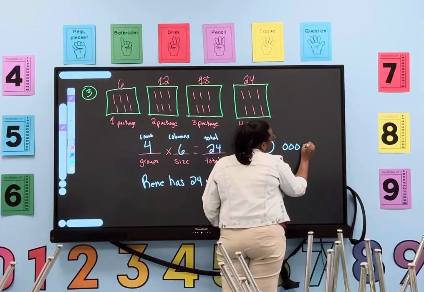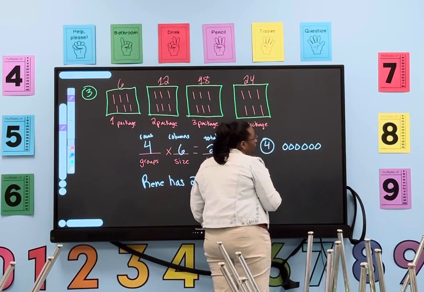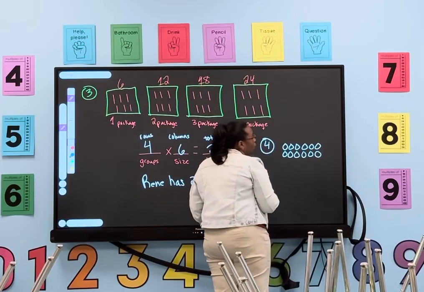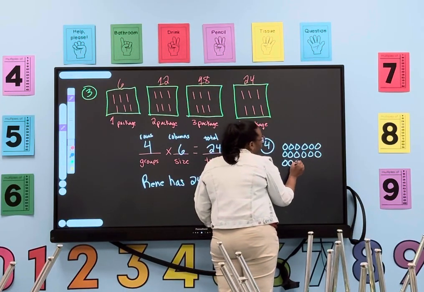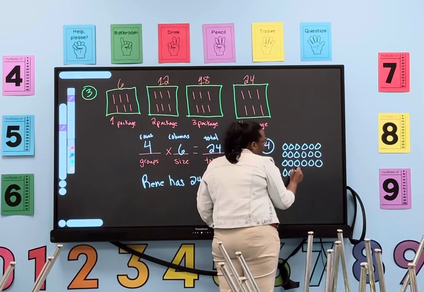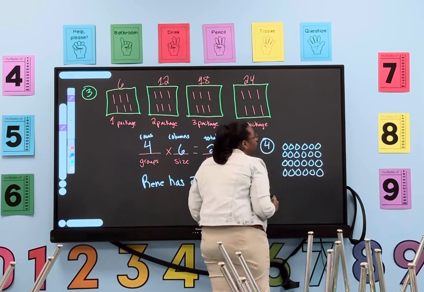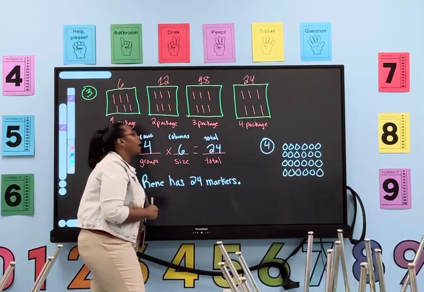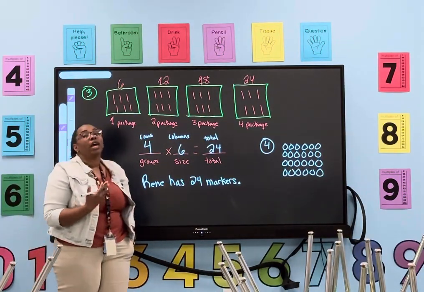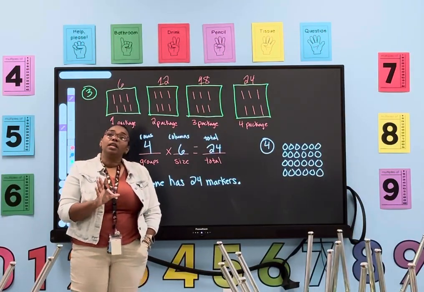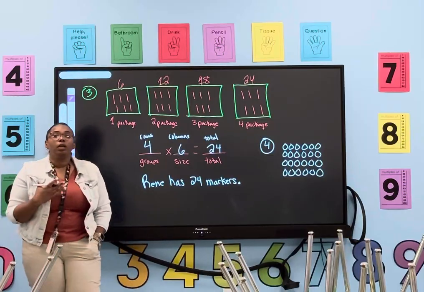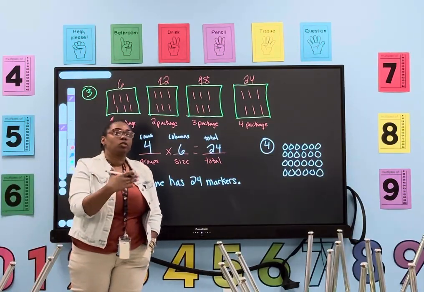1, 2, 3, 4, 5, 6. That's 1 row. 2 rows. 3 rows. 4 rows. So that would be the array that matched this drawing. So now all we have to do is do our skip count, and if our total matches the total we got in 3, then we know we did it right and our check is correct.